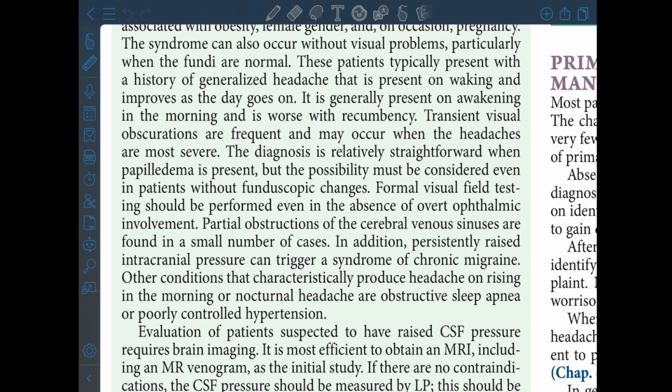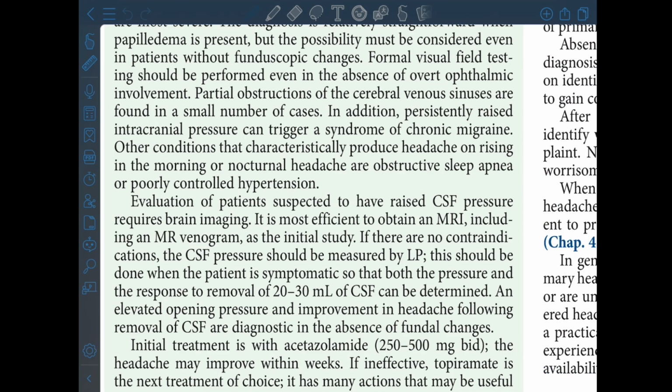Partial obstructions of the cerebral venous sinuses are found in a small number of cases. In addition, persistently raised intracranial pressure can trigger a syndrome of chronic migraine. Other conditions that characteristically produce headache on rising in the morning and nocturnal headache are obstructive sleep apnea or poorly controlled hypertension. Evaluation of patients suspected to have raised CSF pressure requires brain imaging.